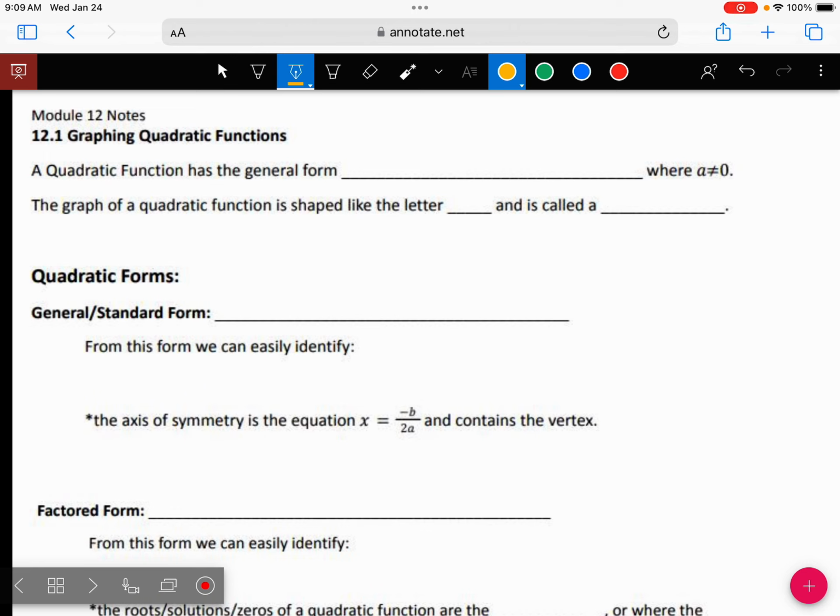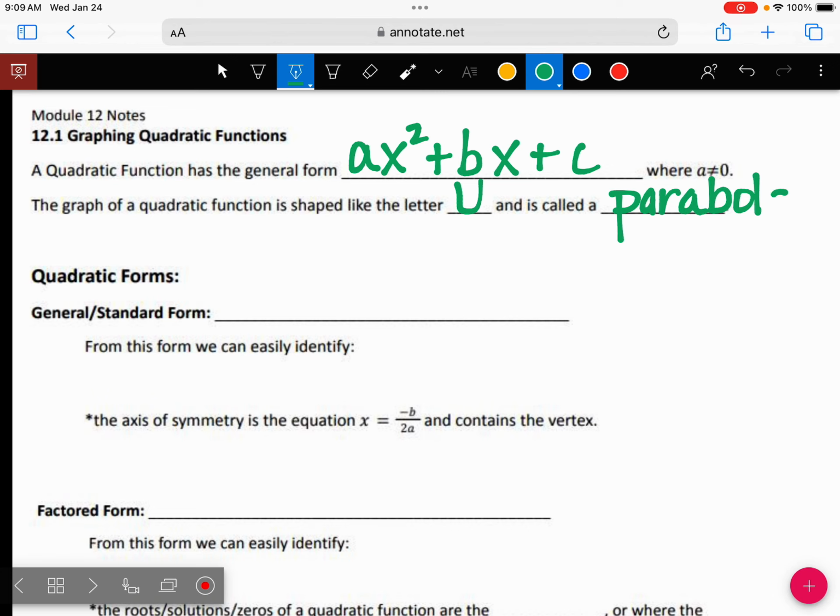So a quadratic function has a general form of ax squared plus bx plus c. So that's that A, B, C. The graph of a quadratic is shaped like the letter U, and it's called a parabola. And there are 3 different forms to write a quadratic function.